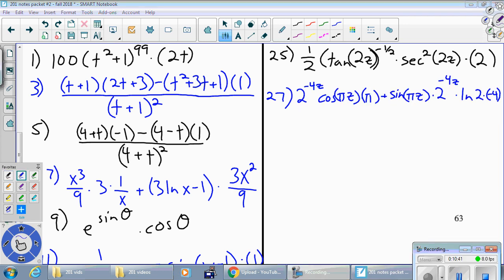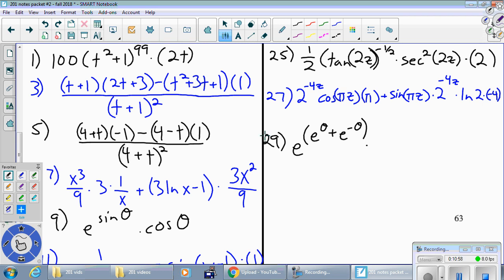Okay, so I just rewrote that one so it would fit on one line. 29. Okay, I see e to some stuff. The derivative of e to the stuff is e to the stuff times the derivative of the stuff.